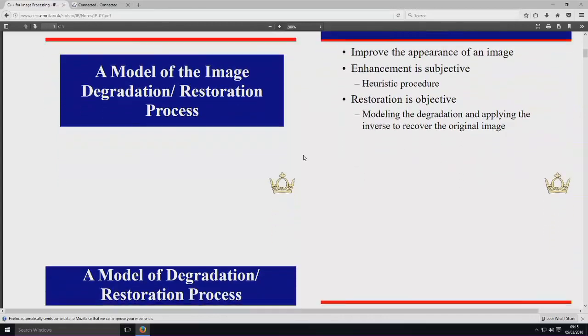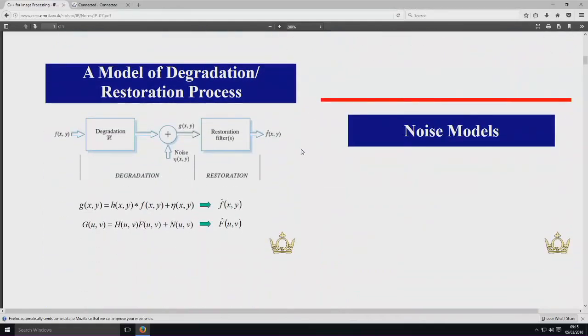This is just a general model about degradation and restoration. If we have an ideal image without any noise, this is what we wish. But actually, when we take pictures, the electronic device always generates noise, and the light goes into the optical system and then to the imaging photo sensors. Those sensors always generate noise and also have some degradation. This is coming from the optical system and also electronic devices.